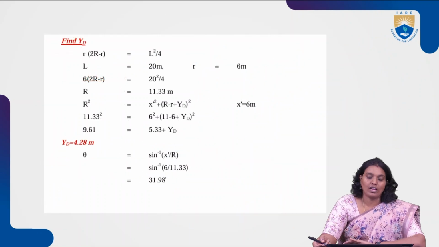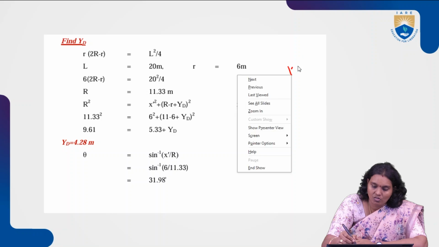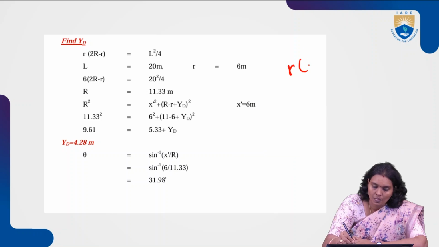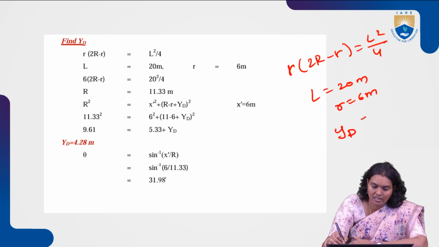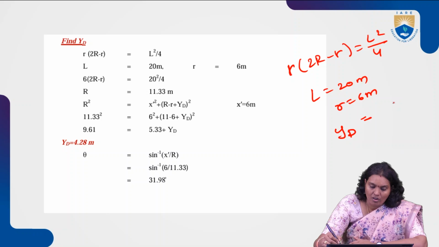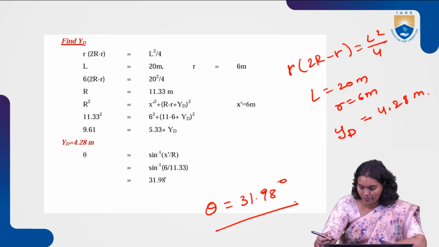Now we are going to find out the final Y at D. Where we get this Y, that is equal to R. 2R minus R is equal to L square by 4. Here L is equal to 20 meters, R is equal to 6 meters. So finally YD is equal to 4.28 meters. From this we are going to find out theta as per the equation.